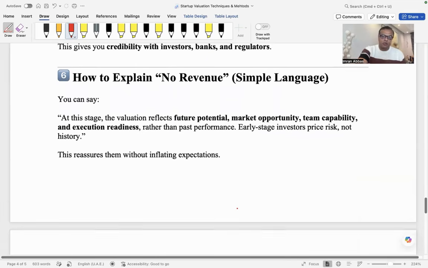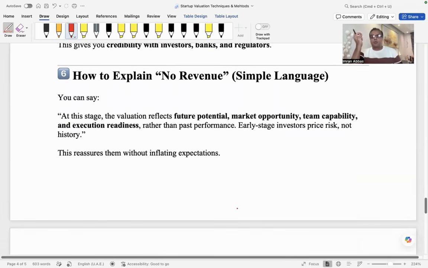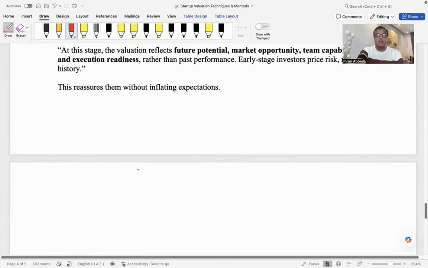So now, what does it mean by no revenue? Definitely, it doesn't have revenue, not a single day. You can say at this stage, the valuation reflects the future potential, market opportunity, team capability, and execution readiness, rather than the past performance. Early stage investors price risk, not history. This reassures them without inflating the expectation.